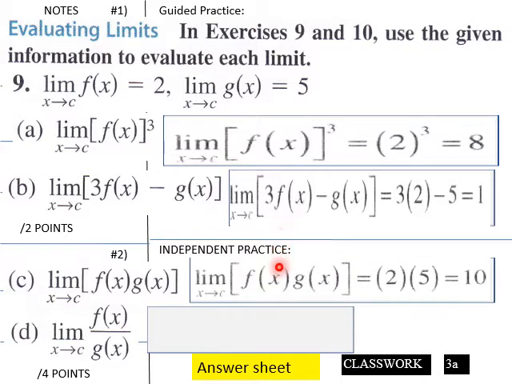And then down here, I guess is your lucky day, students. I go ahead and throw this in. That'd be 2 times 5 would equal 10 for C. And then for D here, f of x over g of x would be 2 over 5.